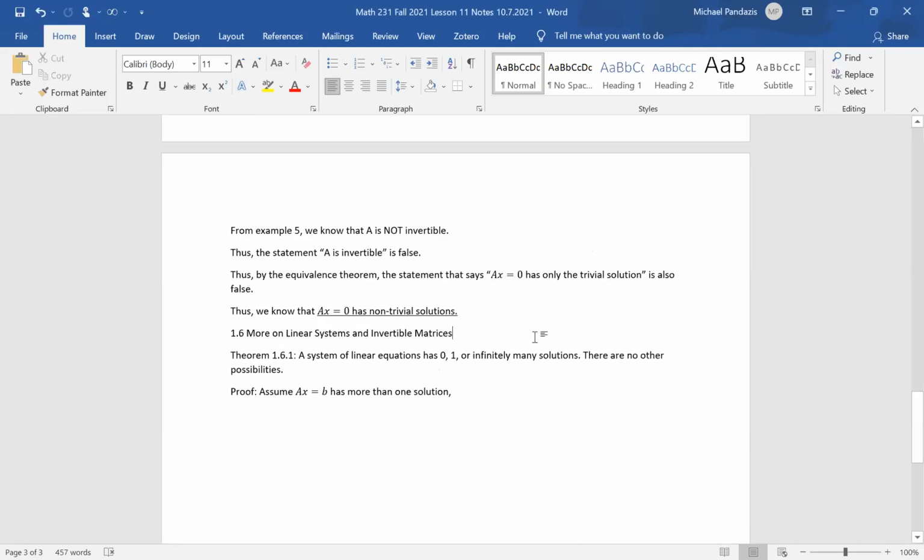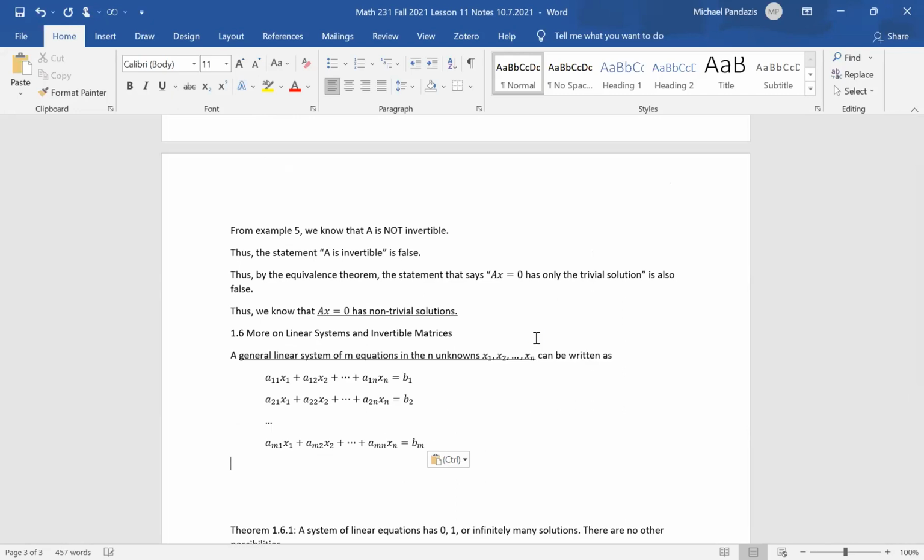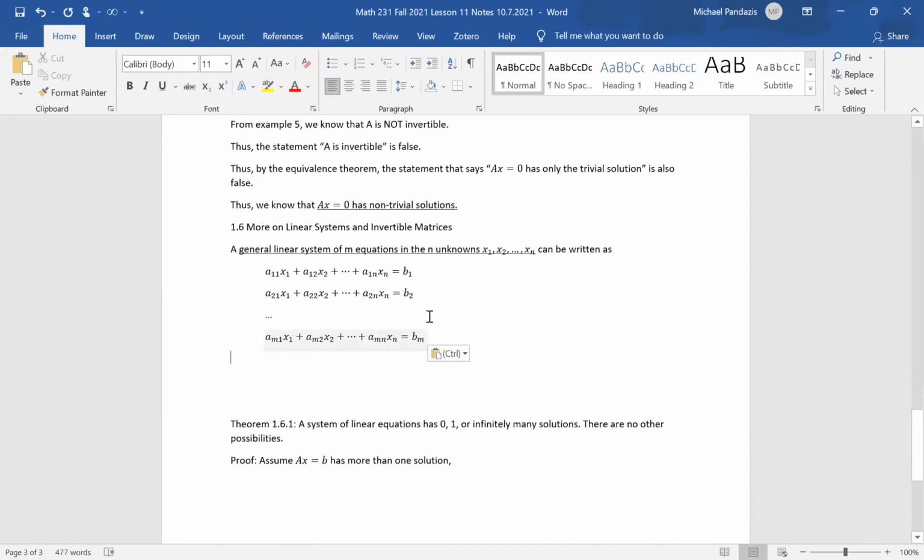Just want to remind you of this, right? If you have a general linear system of m equations and n unknowns, it could be written in that way. The b here is the column vector consisting of the b's on the right-hand side. The capital A is the matrix for all the coefficients, the little a's. The little x are the unknowns x1 to xn, and the little b is the b's on the right-hand side.